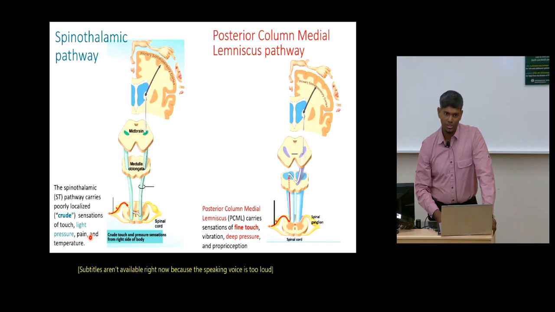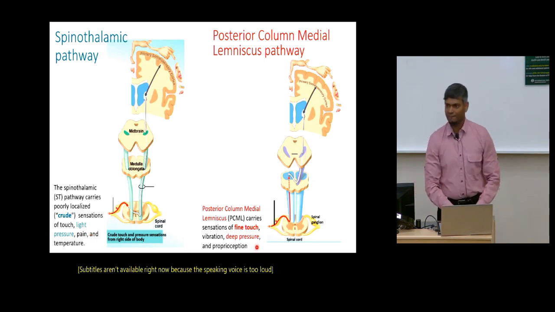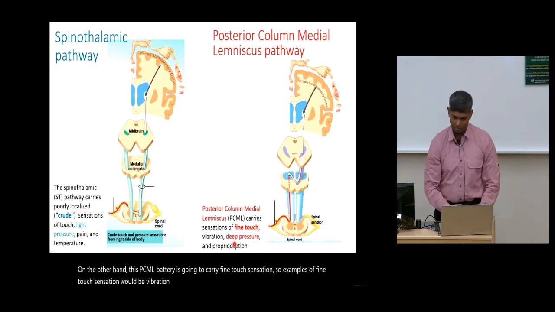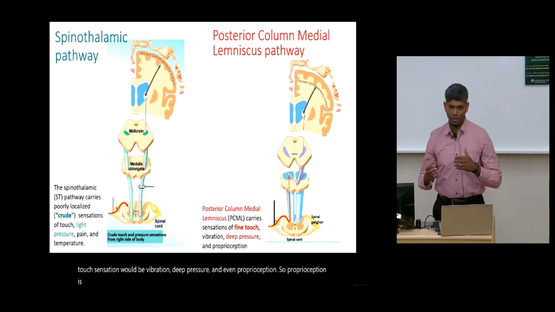Those are things which the spinothalamic pathway is going to carry. On the other hand, this PCML pathway is going to carry fine touch sensation. So examples of fine touch sensation would be vibration, deep pressure, and even proprioception. So proprioception is just a sense of knowing your position of the body in space, right?